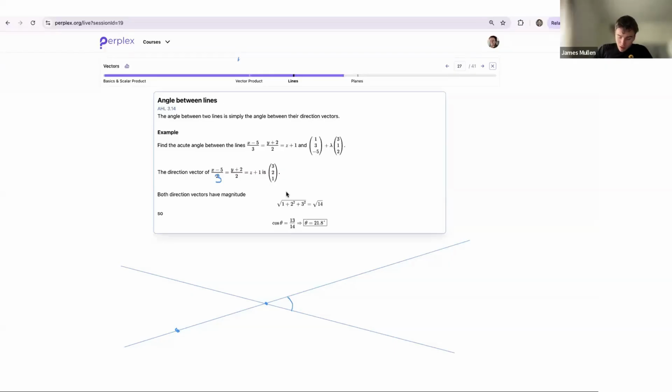And so cos theta is going to be the dot product of 3, 2, 1 dotted with 3, 1, 2. That's going to be 9 plus 2 plus 2, which is 13, and their magnitudes multiplied together is going to be 14. So cos theta is going to be 13 over 14. If you use your calculator, you will find the acute angle of 21.8 degrees.